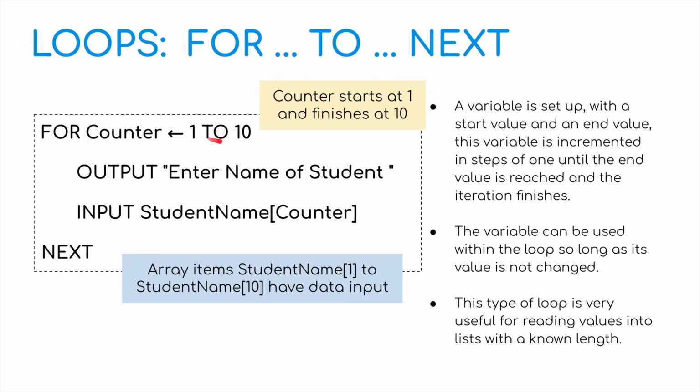10 because we're assigning this value. For counter, assign the values 1 through to 10, output, enter name of student, input name, counter, and click on next. And I'm going to show you how this works in Python.